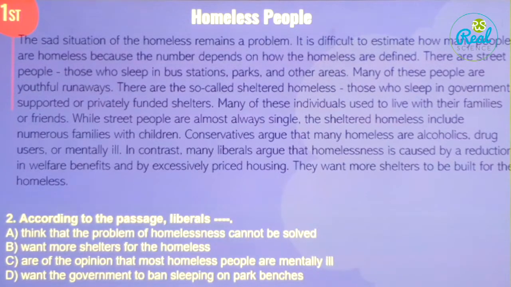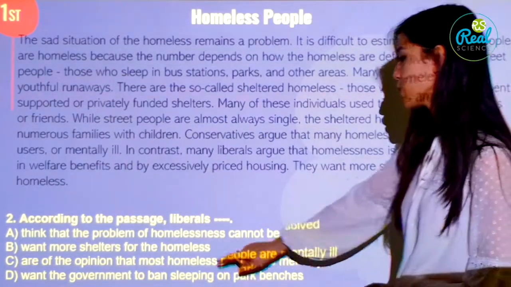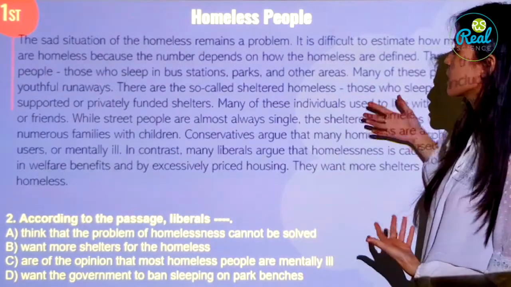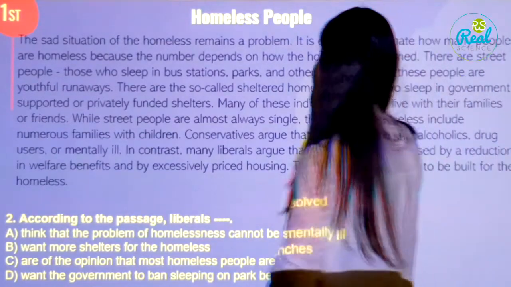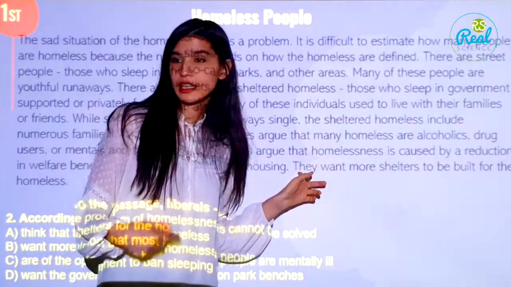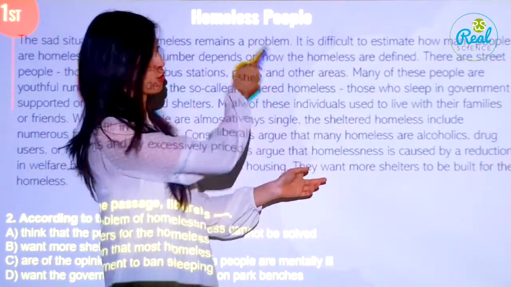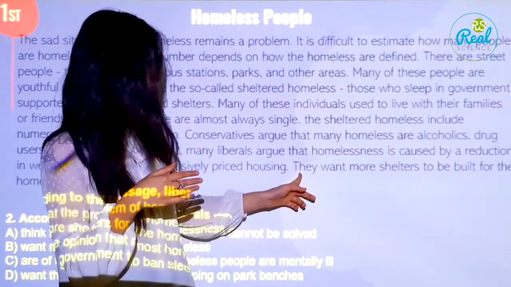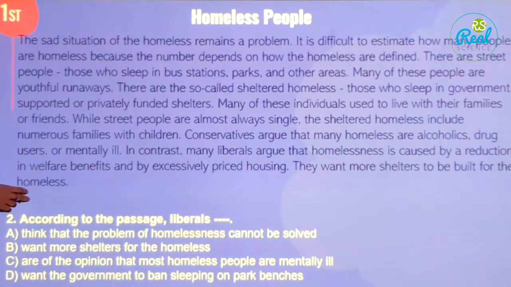Guys, your time is up. What's your answer for this one? According to the passage, liberals want more shelters for the homeless. Where do we see that they want more shelters? They want more shelters to be built. Yes, exactly. For one reading you will have 3 questions. The second question may be found anywhere, but not at the start. So the core question is the overall one. They want more shelters to be built for the homeless. So well done for this one.